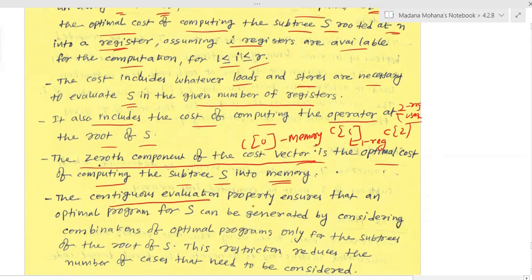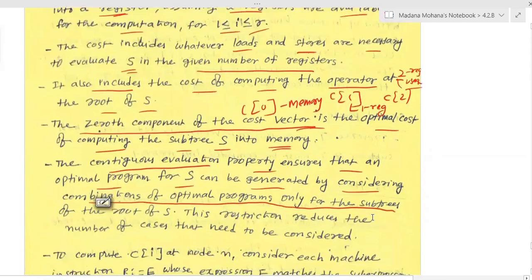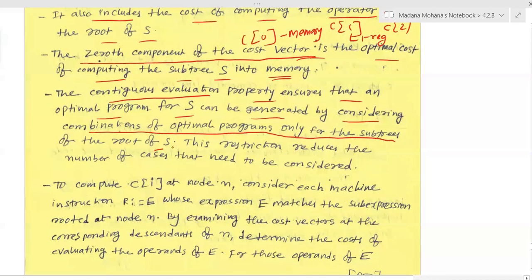The contiguous evaluation property ensures that an optimal program for S can be generated by considering combinations of optimal programs only for the subtrees of the root of S. This restriction reduces the number of cases that need to be considered.